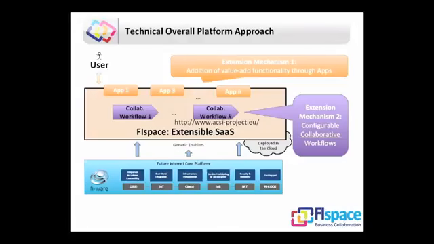If we have the type of functionality that we would like to bring about, then basically there are two major mechanisms available to the developers and to the users. If you look at the technical overall platform approach, then on the lower side you see FiWare, with all the functionalities that are being provided by FiWare. In the middle, you see the concept of FISpace as an extensible SaaS with two mechanisms. One mechanism is the apps, the extension mechanism. A number of apps that are being developed can be incorporated into the platform, using the tools being made available.